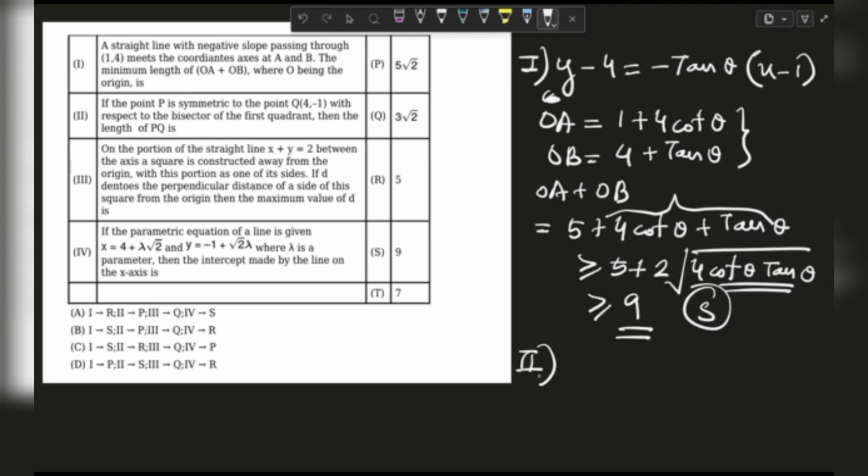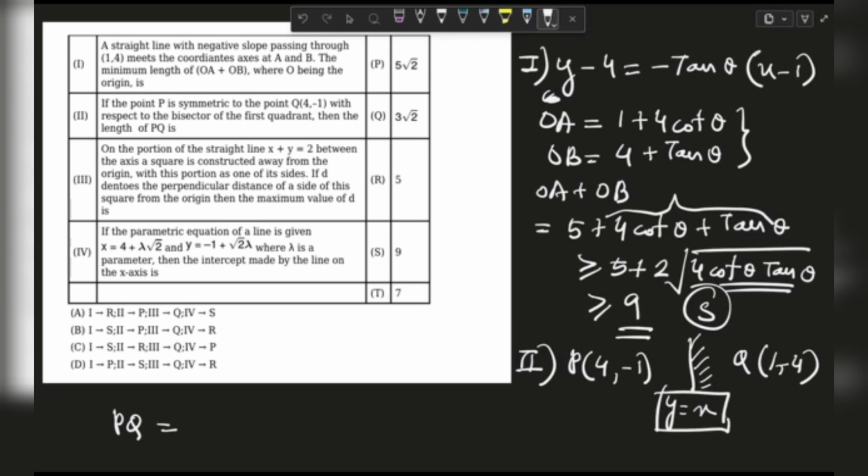So moving on to part 2. If the point P is symmetric to the point Q (4, minus 1) with respect to the bisector of the first quadrant, then we need to find out the length of PQ. So basically this is nothing but reflection. They have messed up the language of the question. So if we reflect P (4, minus 1) across the mirror line y equal to x, we will get the point Q as (1, minus 4). So we have to find out PQ. Basically, the bisector of the first quadrant is y equal to x. So that is what they meant, right?